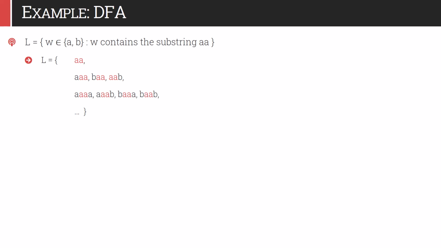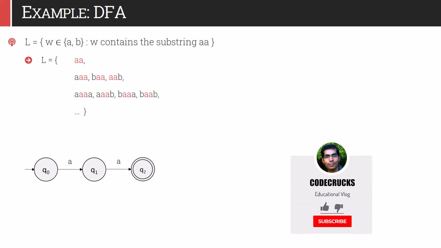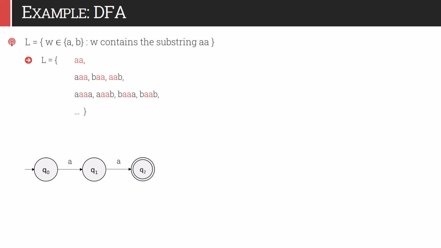Let us draw the DFA for this. Q0 is the initial state. To reach the final state, we have to read double A. So if we read the first A, we move to some state Q1, which is a non-final state, because a single A is not acceptable. When we read the second A from Q1, it moves to final state Q2, because we have read double A from Q0. But this DFA only reads double A. We have to produce a DFA which reads all the strings having double A as a substring.